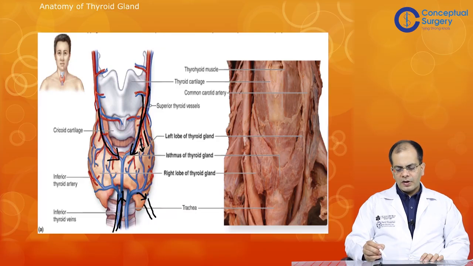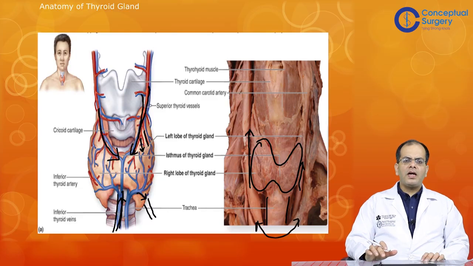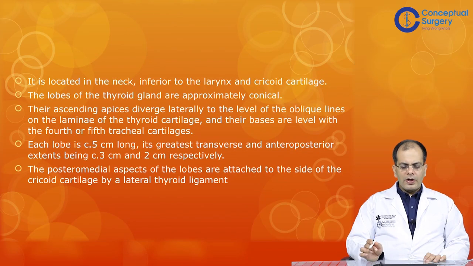Here you can see in the cadaveric picture, of course, it's not possible to appreciate the smaller vessels, but you can see the common carotid artery on the right side, the one on the left side. The thyroid gland is housed in between, and you have the trachea over here, and the innominate arteries are going to be below this. So this roughly is an idea about the gland itself and the vascular territories that supply it. The thyroid, as we talked about, the lobes of the thyroid, if we talk about the shape, are approximately conical.